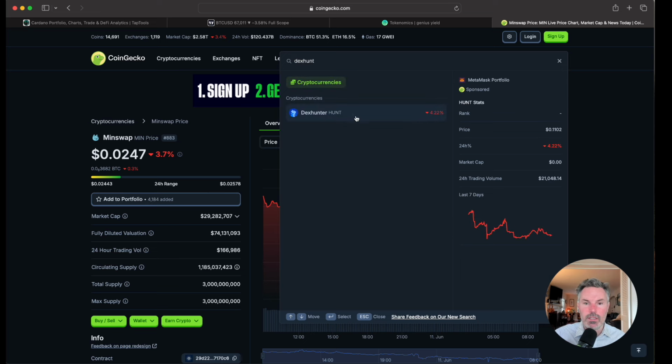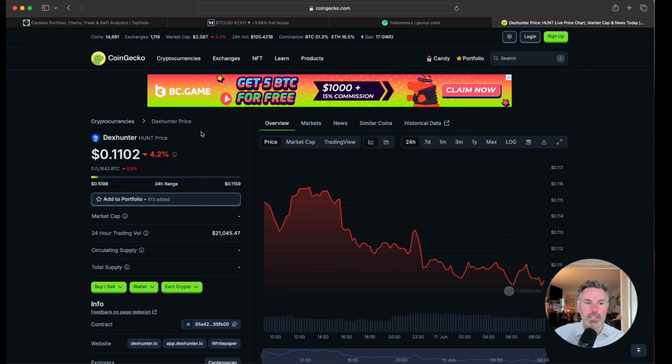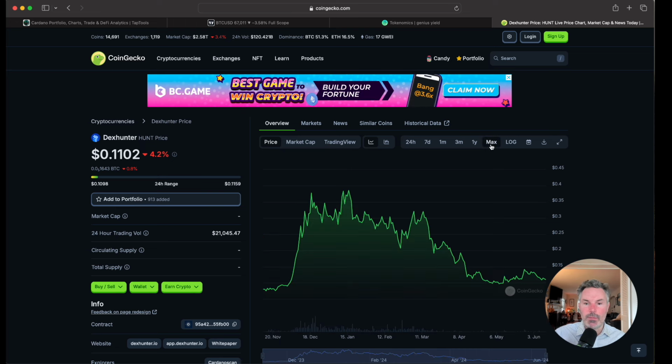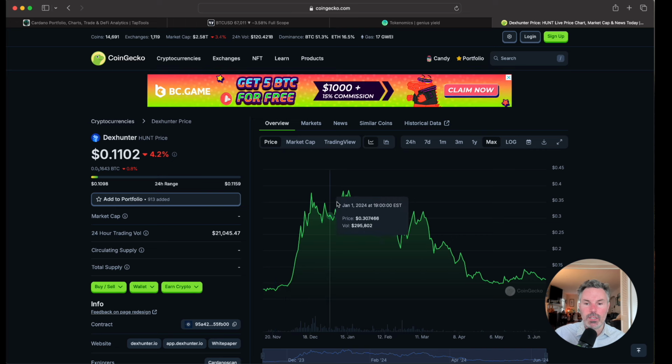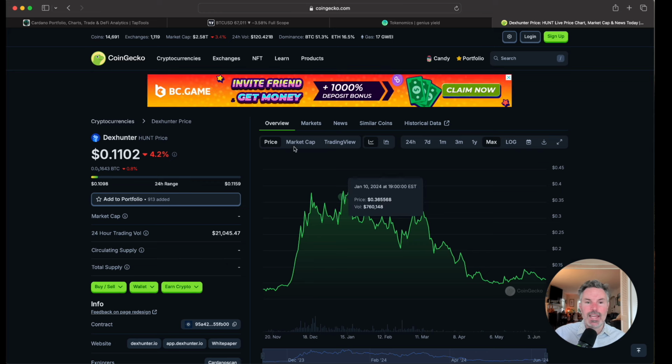There it is, Hunt token. Let's see what we got. It's not even ranked. Okay, it's acquiring that data. What's the max? November 20th, 2023. So it's not even ranked, right? It's struggling to find the information because there's not enough data.